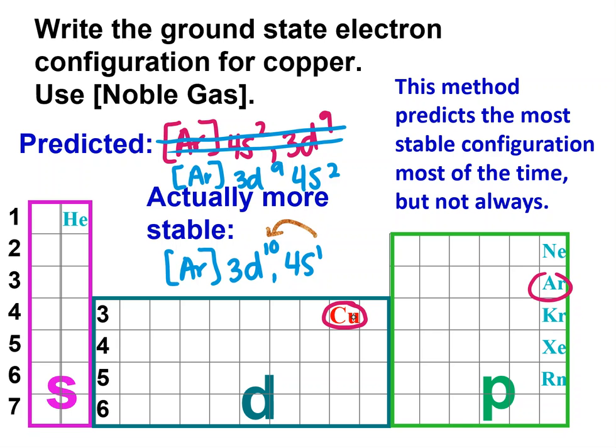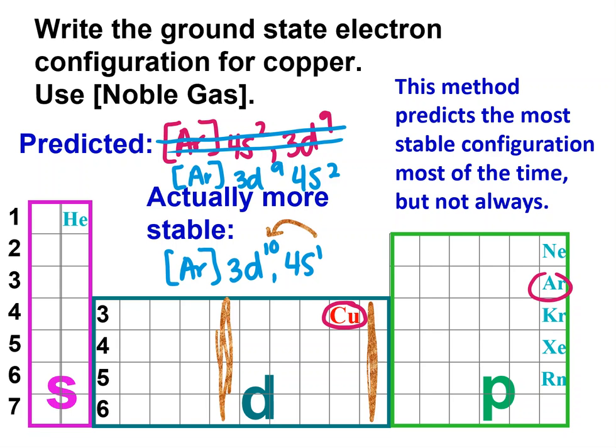And the reason that it does that is there's something stable with the D shell. If it's half full, which would be right here if it had 5, or if it's fully full, which would be in these columns where it would have 10. And so that shift from the S orbital can occur to make it slightly more stable.